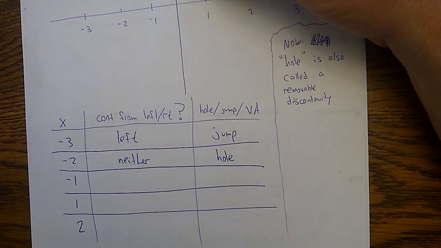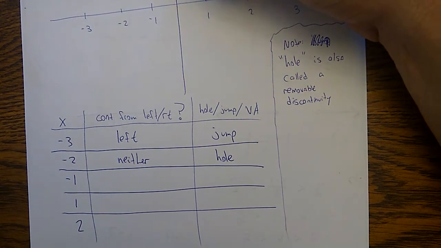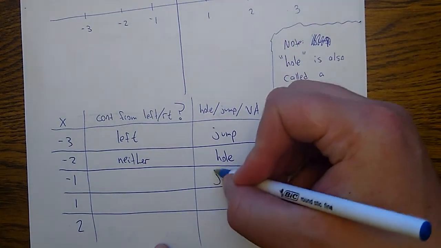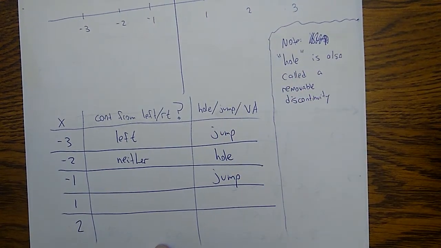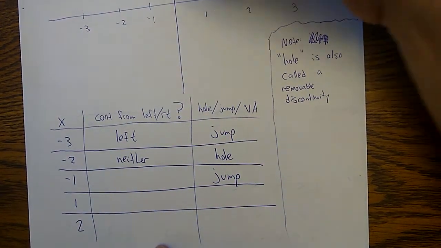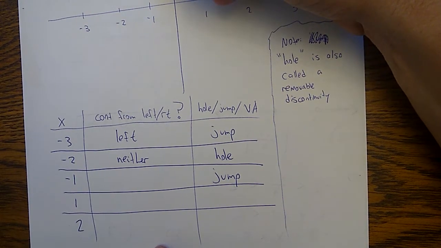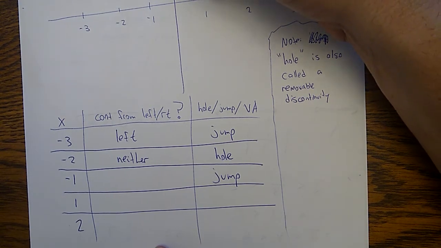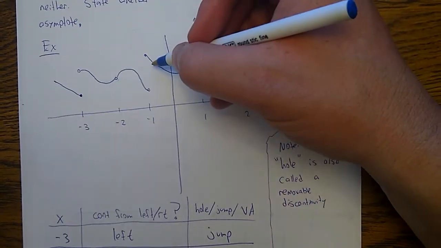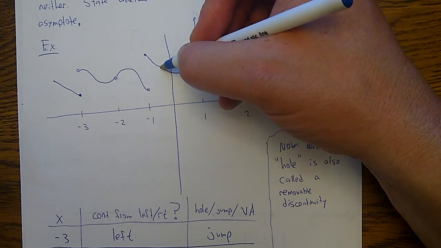Let's look at -1. This looks like another jump. I have to jump my pen from here to here. So jump. Is it continuous from the left or the right? Well, this time if I approach from the left, there's nothing there. There's no point there. So it's not continuous from the left, but it is continuous from the right, because if I'm approaching from the right, I go here, and there is a point up here. So this is continuous from the right.